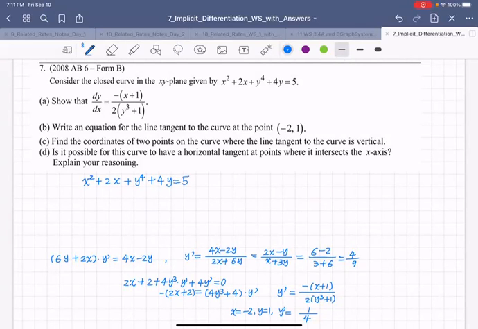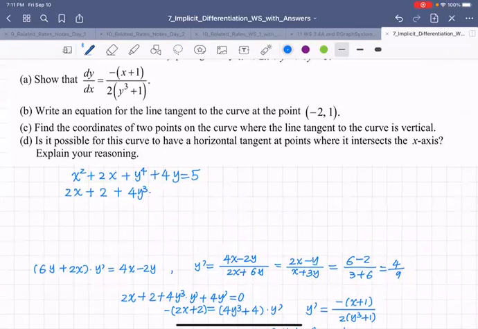Go ahead. So 2x plus 2 plus 4y cubed times y prime, dy over dx. Oh, plus 4, and y prime is the same as dy over dx. Okay, equals 0, okay?